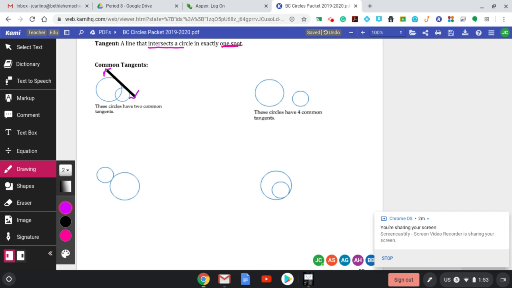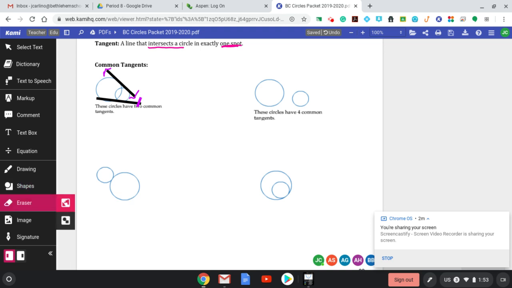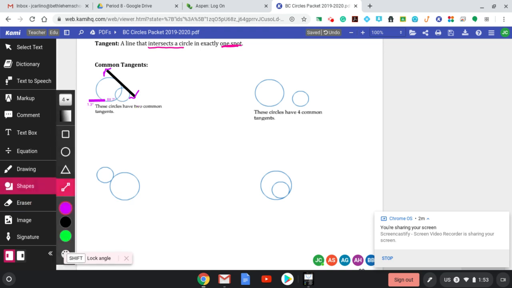And then some of you are probably already guessing, and you're correct. Right down below here is my other common tangent. So there's the second one right here.